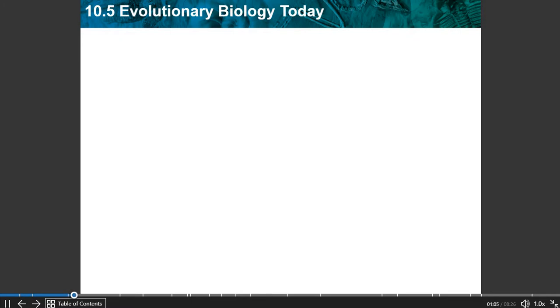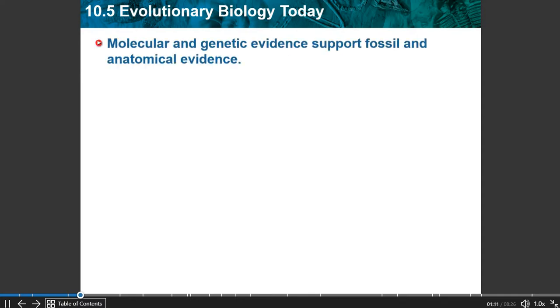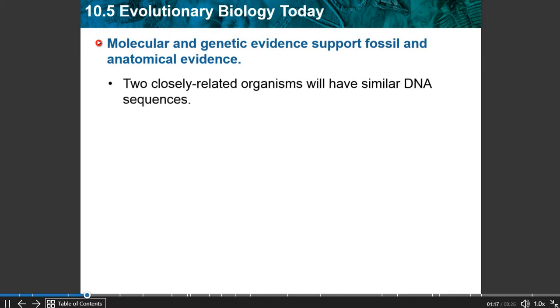So another thing, molecular and genetic evidence supports fossil and anatomical evidence. Two closely related organisms will have similar DNA sequences. You can see below that there are only a few differences between the DNA of a hippopotamus and a humpback whale, both of which are mammals. So what they end up saying is the more closely related they are, the fewer differences you're going to find in the genetic information.